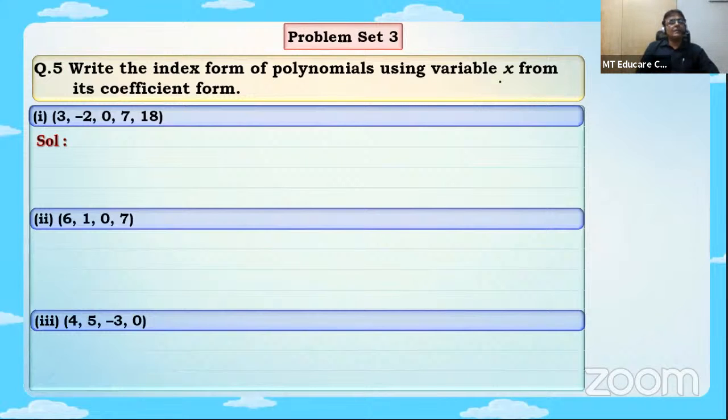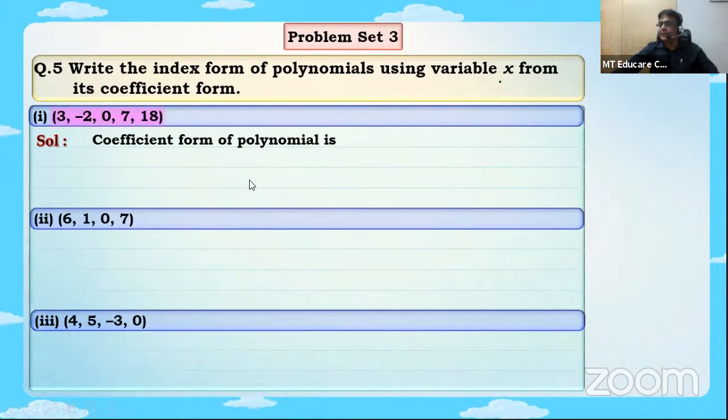चलो write down. How many terms are there? 3 minus 2 0 7 18. How many terms? 5 terms. Very good. 5 terms तो एक कम करना है. Power will be 1 less. Degree will be 1 less.